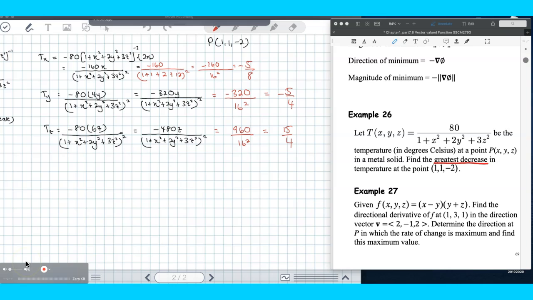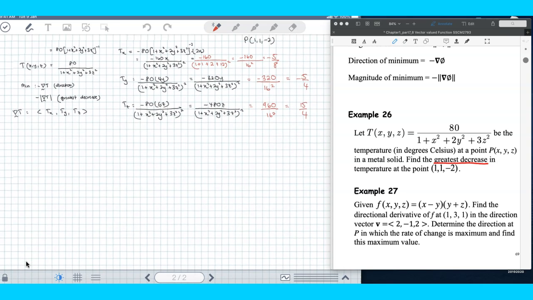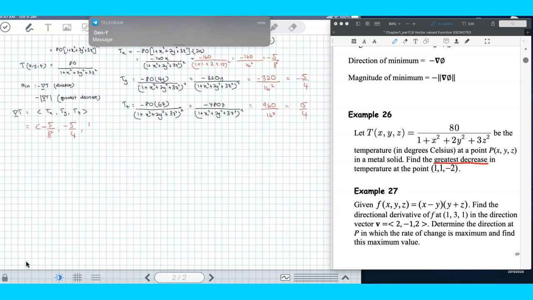Okay, so when you evaluate that, that is the result. So here we have negative 5 over 8, minus 5 over 4 and 15 over 4.